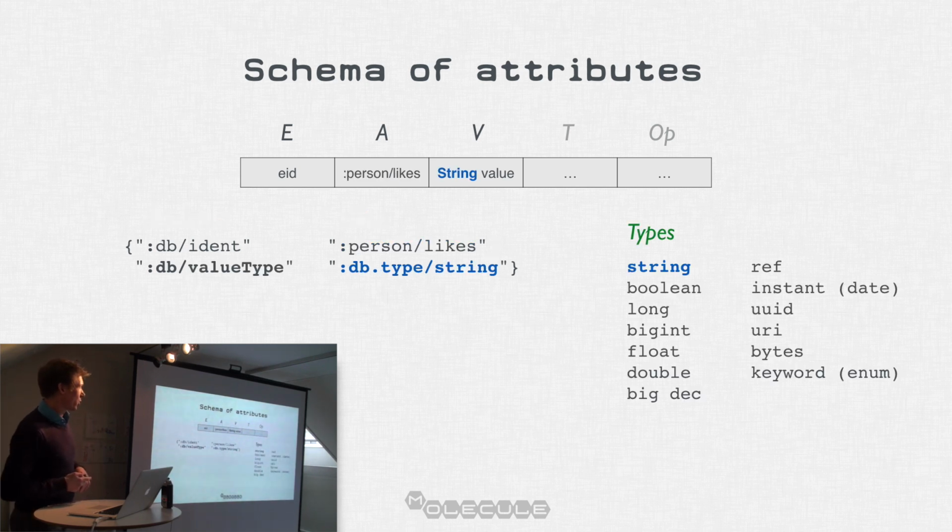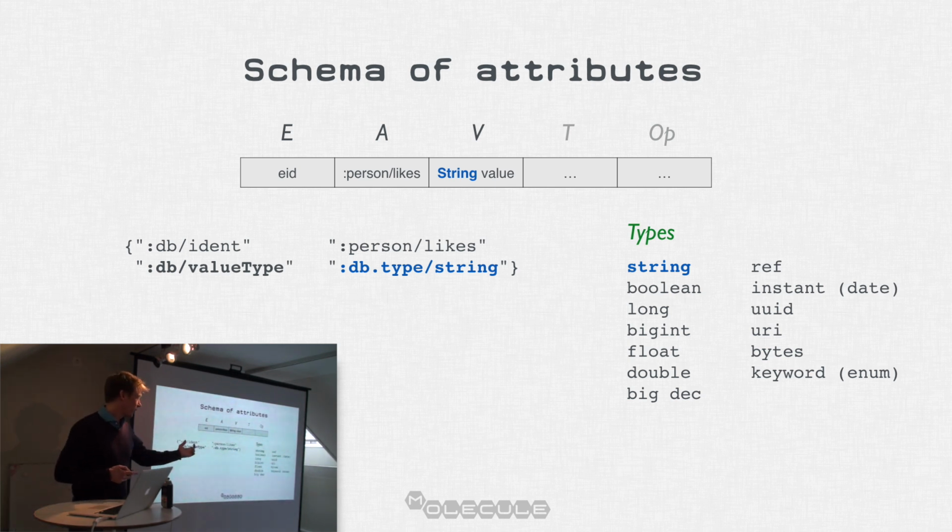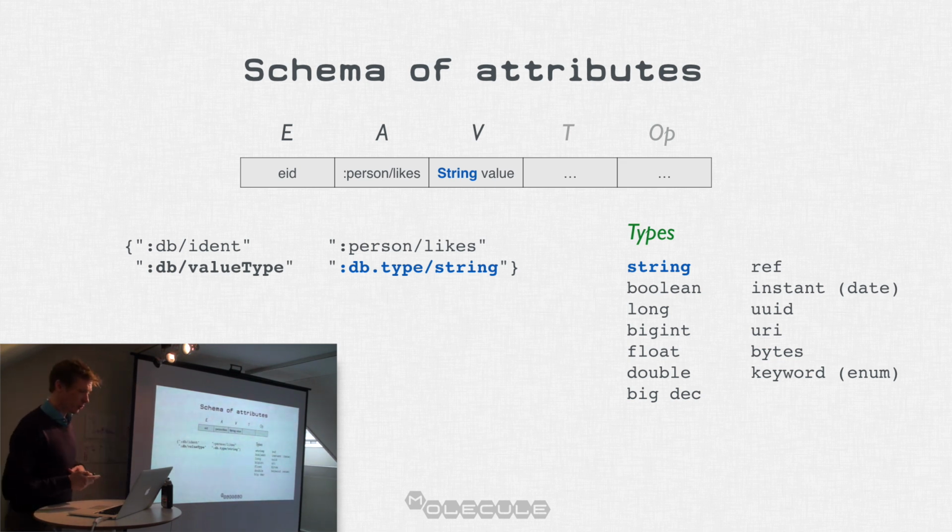So you also have a type that is a string, or it could be a boolean, a long, a bigdec, a float. So the usual suspects, but also a reference, which is how you make relationships to other entities. I'll show you how that works. And then instant, which is a date.